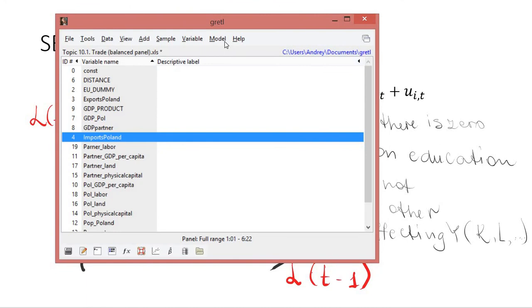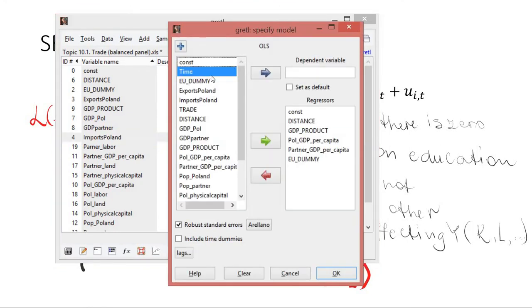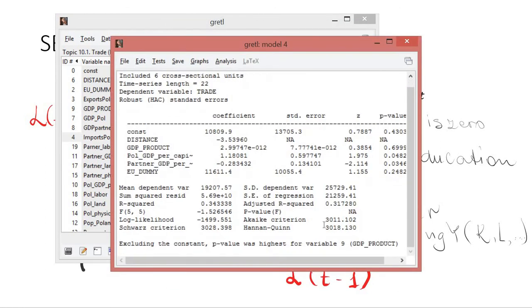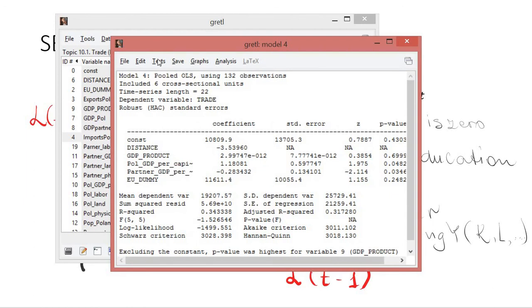We can try to illustrate this issue by running an OLS model for panel data. We estimate trade as a function of distance and GDP product, and we also add GDP per capita and a European Union dummy. And here we are. This is the output.